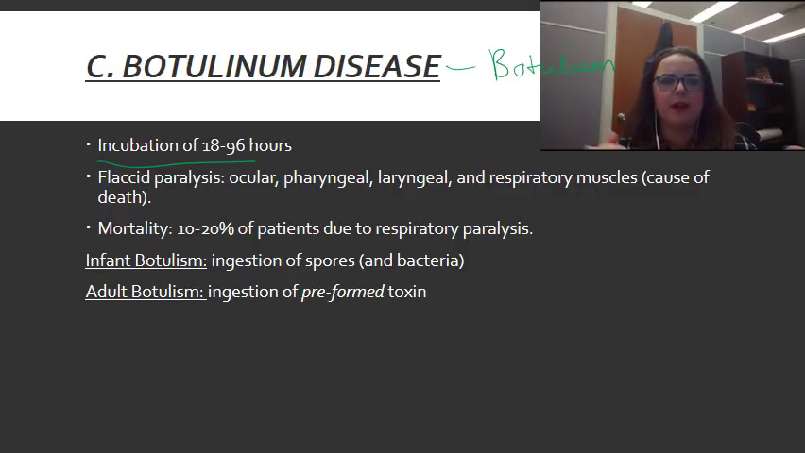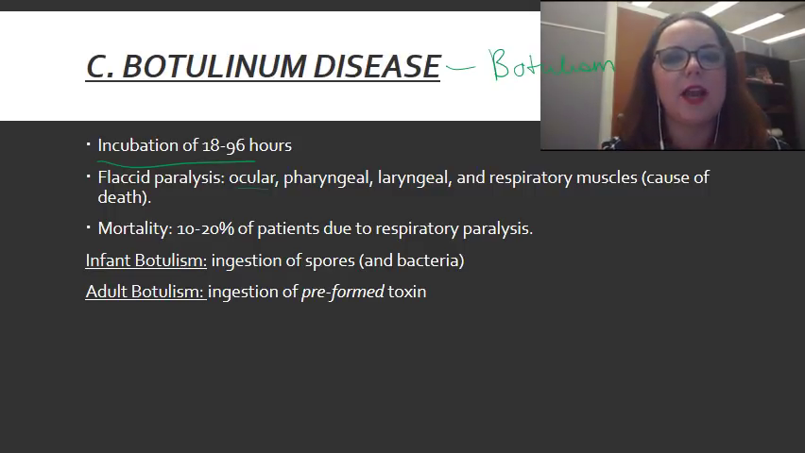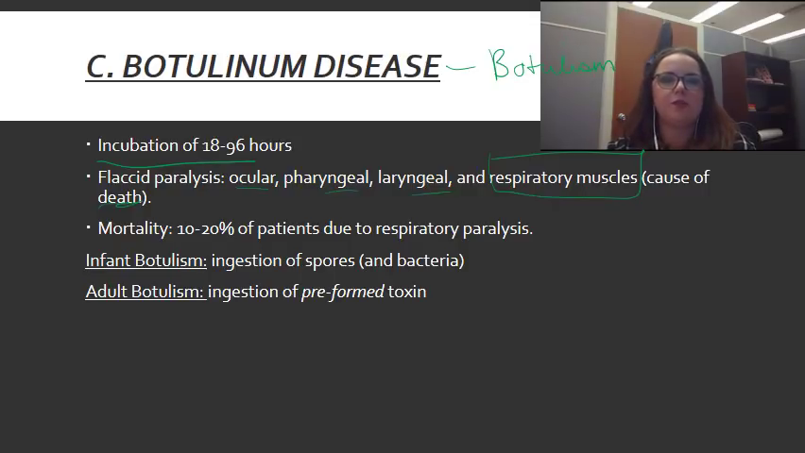Symptoms are that flaccid paralysis, and they actually don't differ that much from some of the symptoms we started to talk about in myasthenia gravis. Just the time course is different because this is toxin mediated. So you can see ocular, pharyngeal, laryngeal, and then respiratory paralysis is actually the thing that leads to death in most cases. So what happens is that as the acetylcholine is blocked from being released, you no longer get that muscle contraction of your respiratory muscles, so they're no longer able to contract to allow your lungs to fill with air. So you wind up having people who are basically asphyxiating because they can't contract their muscles.